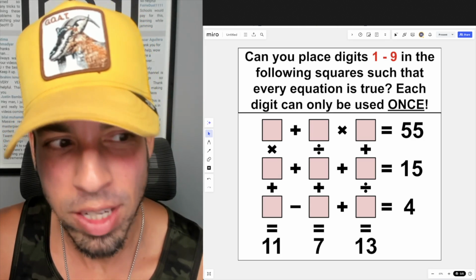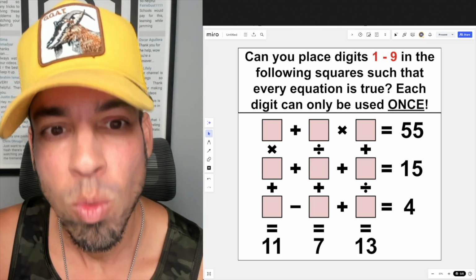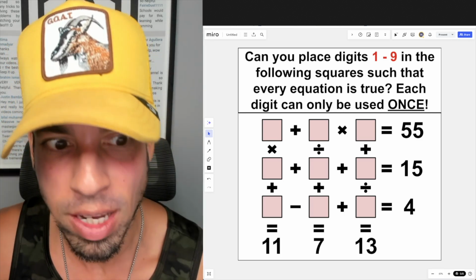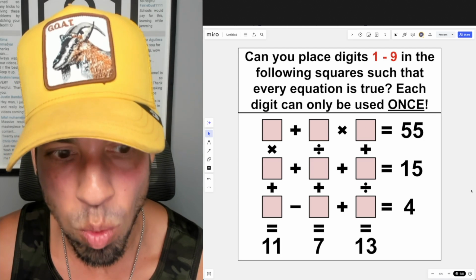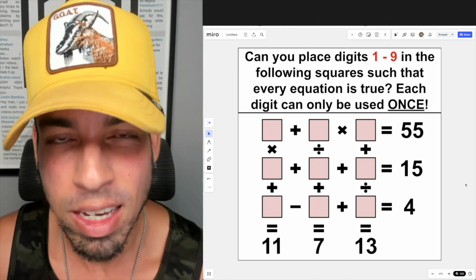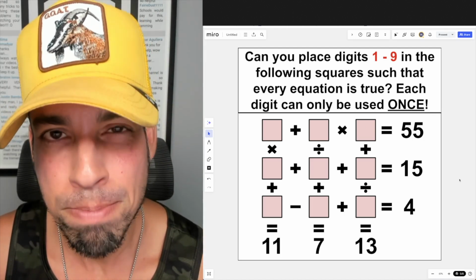In this one, the question is as follows. Can you place digits 1 through 9 in the following squares such that every equation is true? Each digit can only be used once. Hit that pause button and see if you can figure it out. When you're ready, hit play and I'll give you the explanation.